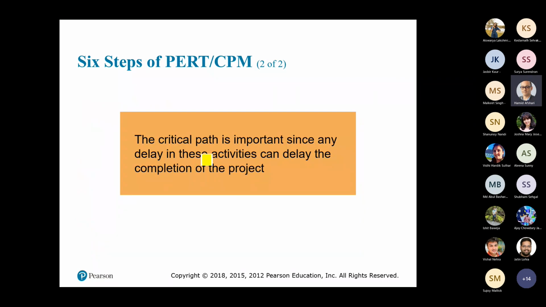Okay, critical path is important since any delay in these activities can delay the completion of the project. So remember the example of going to the party. If the guy who takes 1 hour to finish the job takes a 5 minute delay, what will happen?